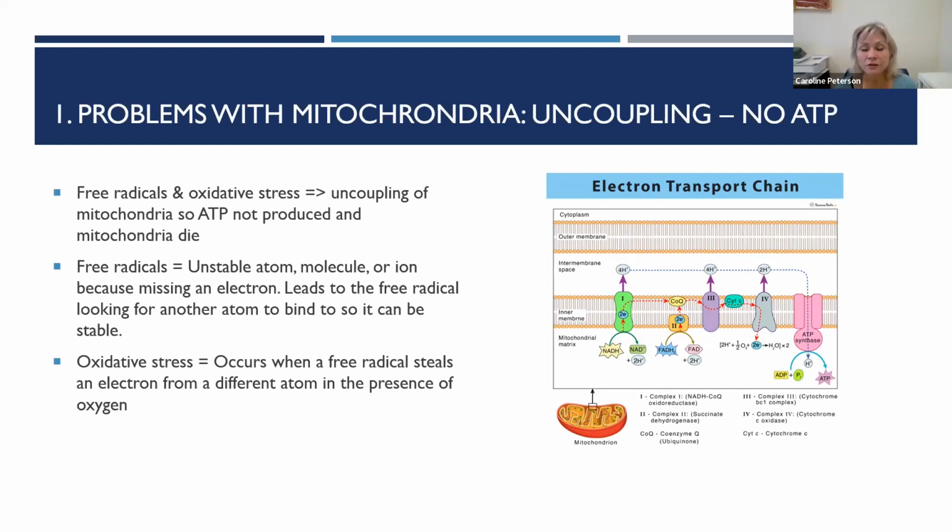Remember that a free radical is an unstable molecule, be it an atom or a molecule. It's missing an electron. The body doesn't like uneven numbers of electrons. It wants to have an even number. And so then it's like, let me get another electron. I need an even number, and it's looking for it. If you don't have an antioxidant, then it's like, I'm going to grab it from here, and that's going to cause other problems. So oxidative stress is when a free radical steals an electron from another atom in the presence of oxygen. That's all it means. It just is not good.